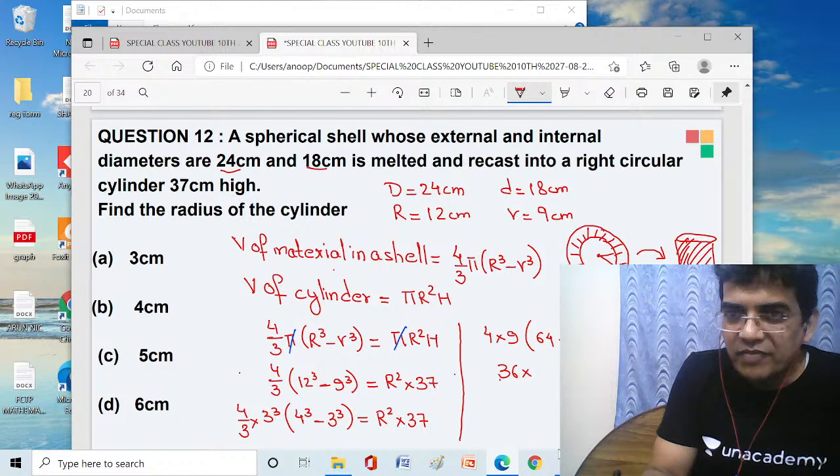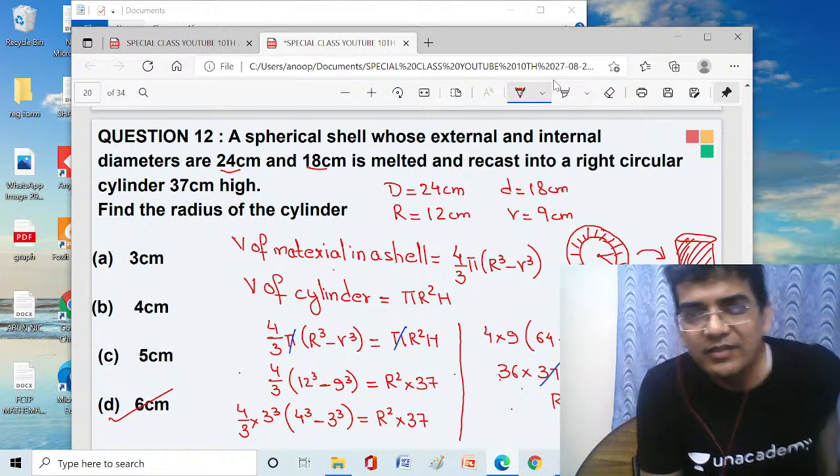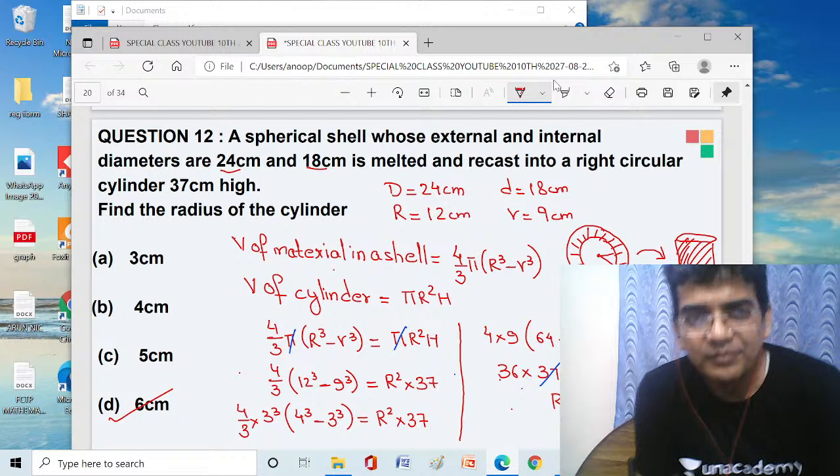You could have done the other way. You could have taken the cube of 12, then the cube of 9 and subtracted them. But again, I am telling you, your calculation will always become easy once you take common. So I have taken common here, my calculation becomes easy and I can easily solve it to get the result. Okay, now moving on to the next question.